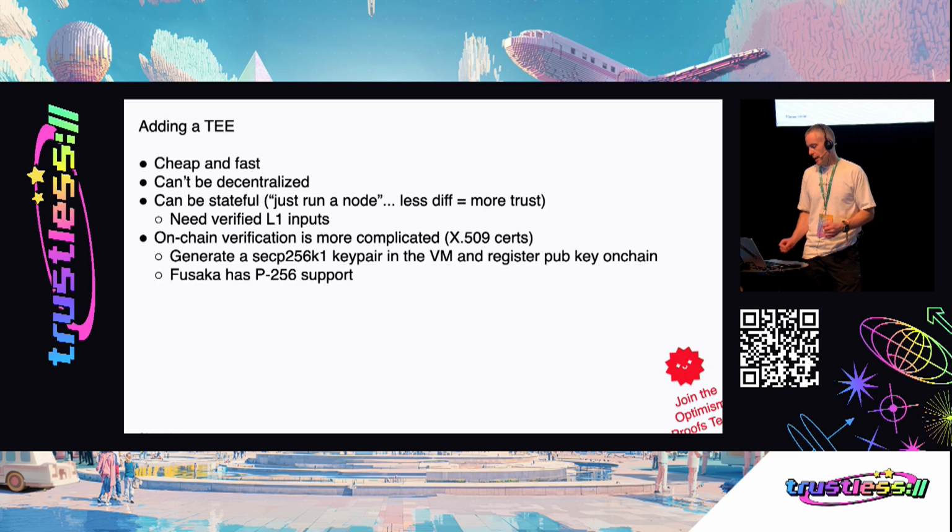Okay, you could add a TEE, and we've talked about the benefits and disadvantages. It can't be decentralized, really. The stateful thing we've talked about, and verifying it on chain is potentially more complicated. The folks at Automata have done some great work on this, and I think we've only got 6 minutes, but maybe if we get into more, they can talk about that.